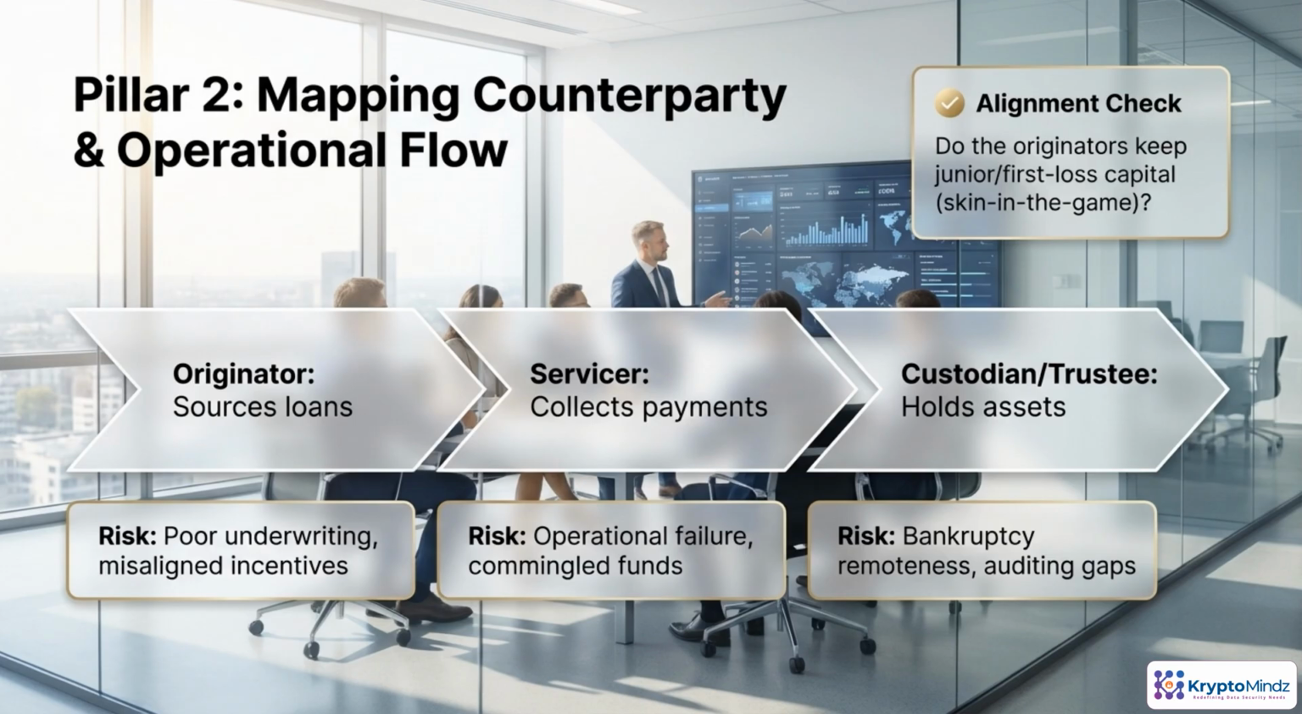Next, zoom into the operational pipeline. Who actually touches your money? The originator finds and underwrites loans. If their underwriting is sloppy, or they lack skin in the game, everything downstream becomes fragile. The servicer handles collections and cash flows. Operational failures or commingled funds can wipe out what looked like safe yields. The custodian or trustee safeguards assets and records. Weak bankruptcy protections or poor audits can undermine your legal claim when you need it most.